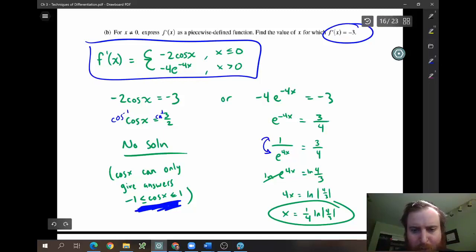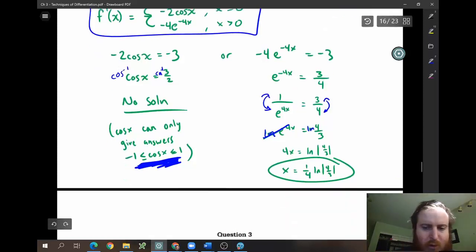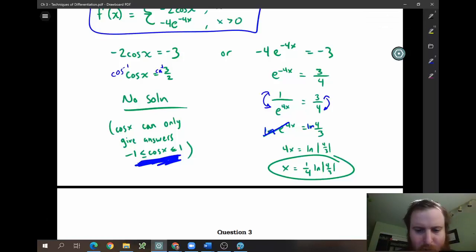I can flip both of them. So that gave me e to the 4x equals 4/3. I took the ln of both sides, right? E and ln cancel, so we get 4x equals ln of 4/3. Divide by 4, 1/4 ln of 4/3. You can also write it as ln of 4/3 all over 4.